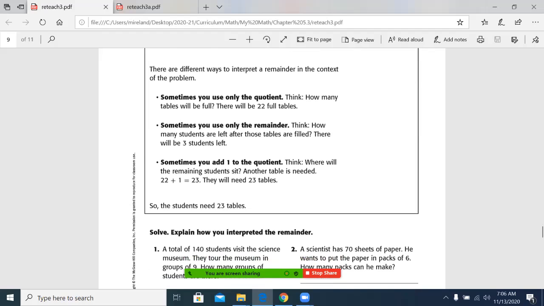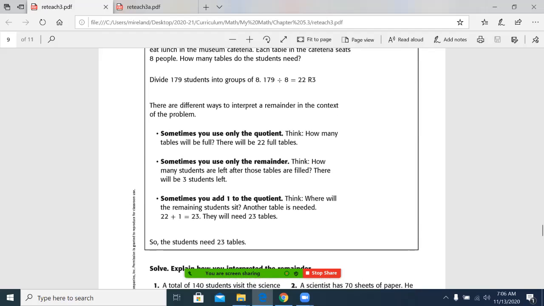Sometimes you will use only the quotient. Think how many tables will be full. There'll be 22 full tables. What problem do you find there? Other than if you're the 3 students standing up and eating and spilling your food all over the floor, uncomfortable and unhappy because it's now on your shirt and your pants and you're embarrassed and you just want to hide in the bathroom the rest of the time. So that's no good.